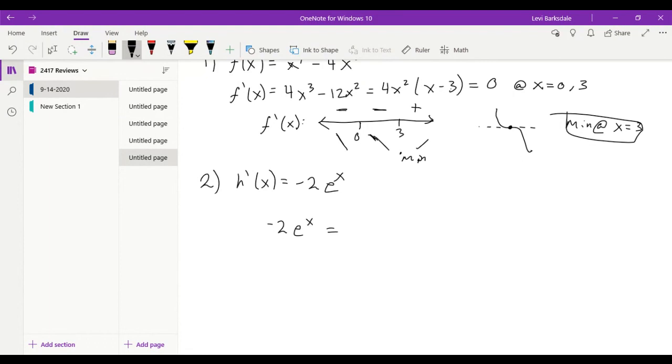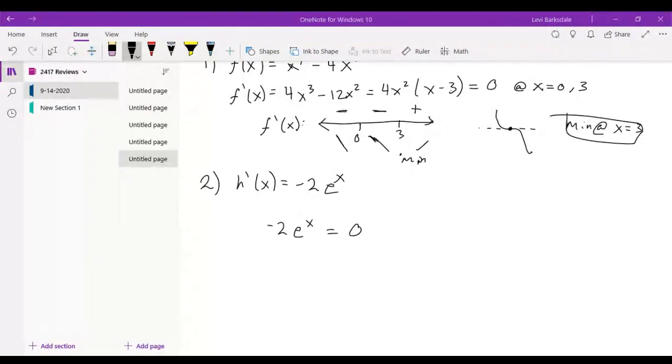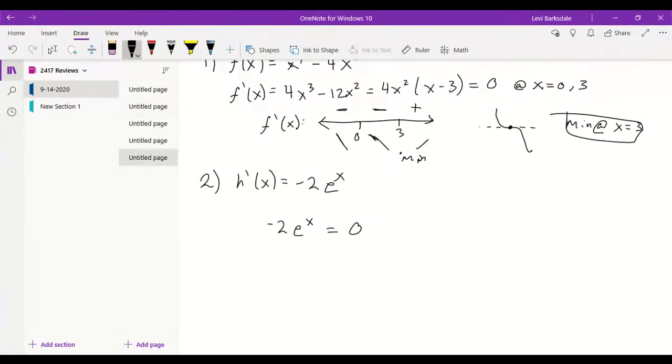So all we need to do is solve where negative 2e to the x is equal to 0. So what values of x make this true? Are there any? Is negative 2e to the x ever equal to 0? Not quite. E to the 0th is actually equal to 1.